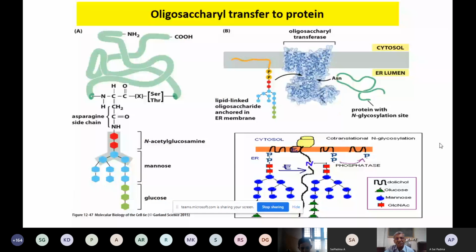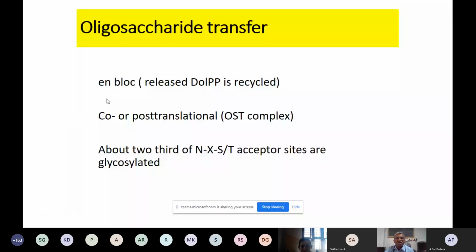This slide shows you the oligosaccharide transferase enzyme, which is located here, and this is the nitrogen atom of the asparagine residue, and to this nitrogen, this core oligosaccharide is attached. So 2 N-acetylglucosamine, 9 mannose, and 3 glucose residues is what is attached here. The enzyme oligosaccharide transferase catalyzes this specific reaction.